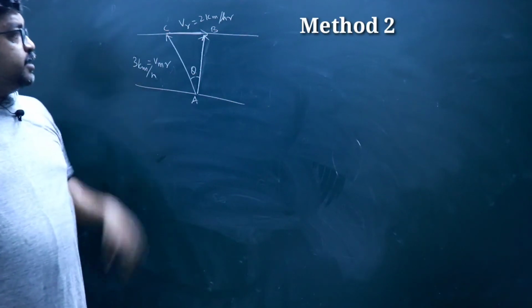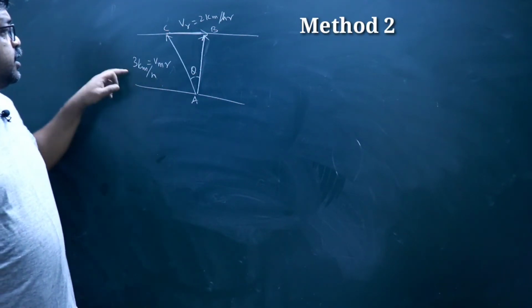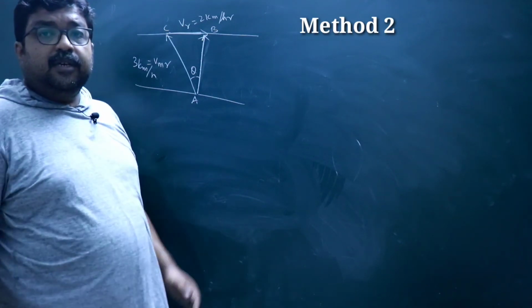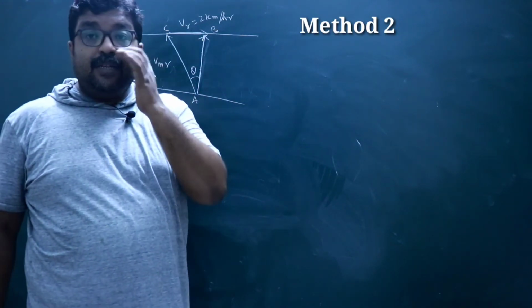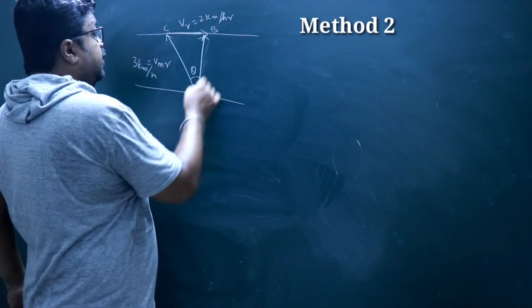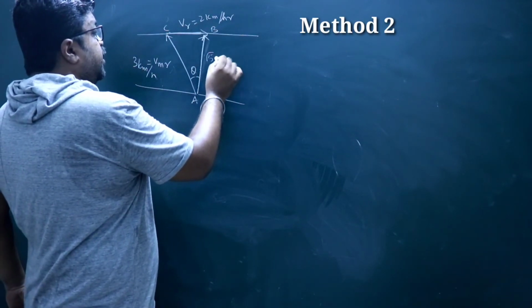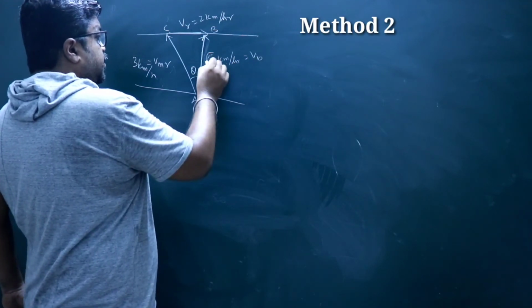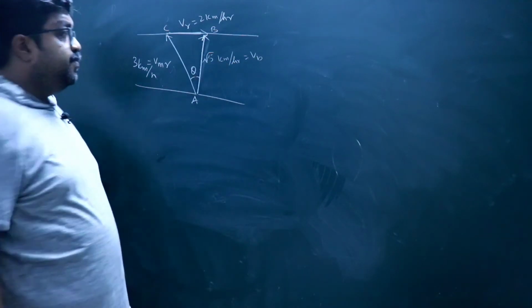See, in this particular case, this is 3, this is 2. Obviously, it is given that the man is crossing the river in a straight across path. So along this, the velocity is root 5 kilometer per hour. Okay, so this is VB. This is basically VB.